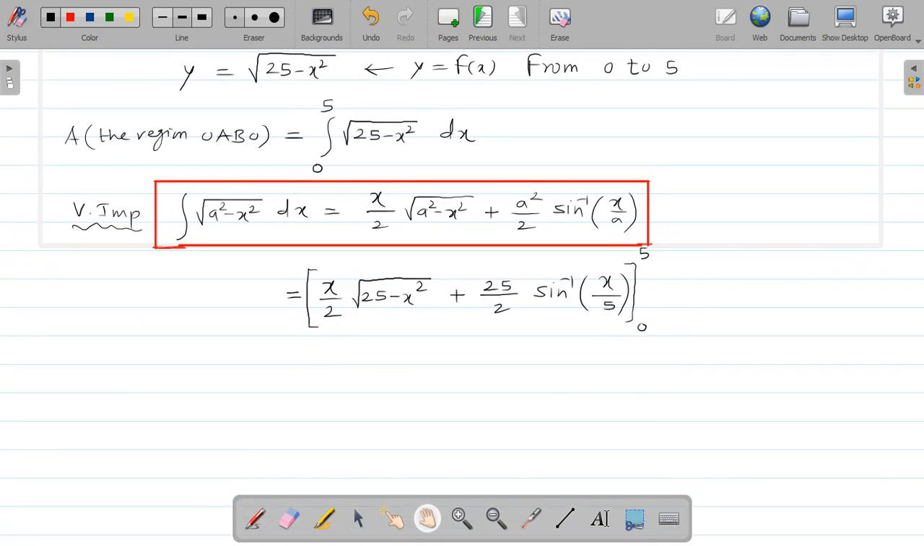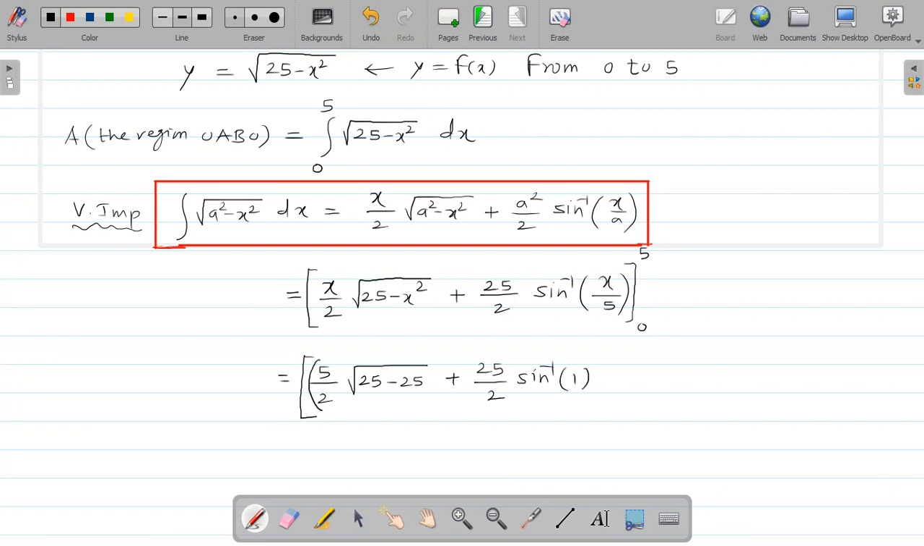Now complete this. We have to put the upper limit here. If you put the upper limit, and then lower limit, minus lower limit, then in place of x if you put 5, what will you get? See, I will write in bracket in detail. It will be 5 by 2 into root of 25 minus x square, x square will be again 25, plus 25 upon 2 into sine inverse of 5 upon 5, that is sine inverse of 1.